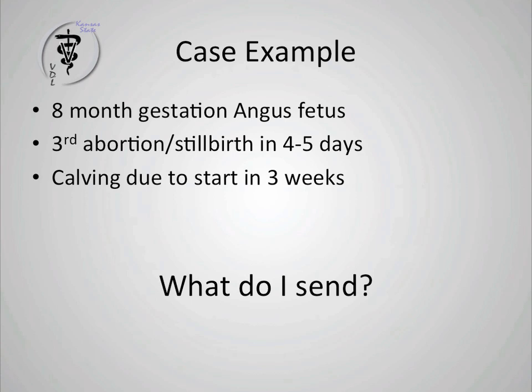So this case example was an 8-month gestation Angus fetus, third abortion in 4 to 5 days in the herd. I do not know the number in the herd, so I can't really do a percentage off that. And they weren't due to start calving for another 3 weeks. So all of these were obviously premature. So what do I send?